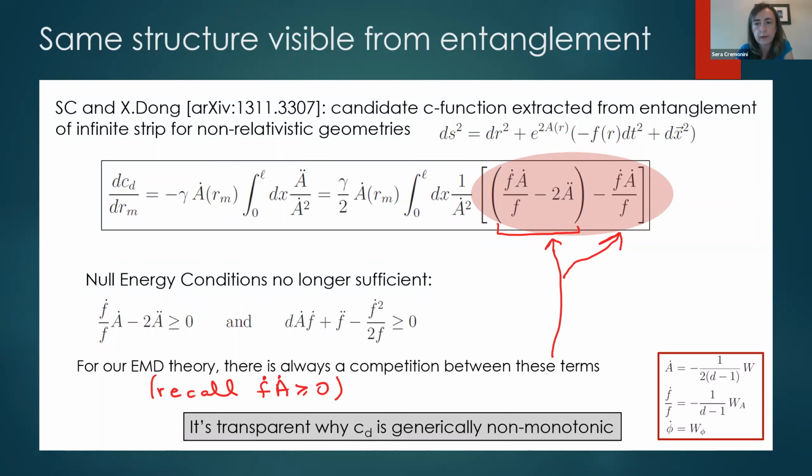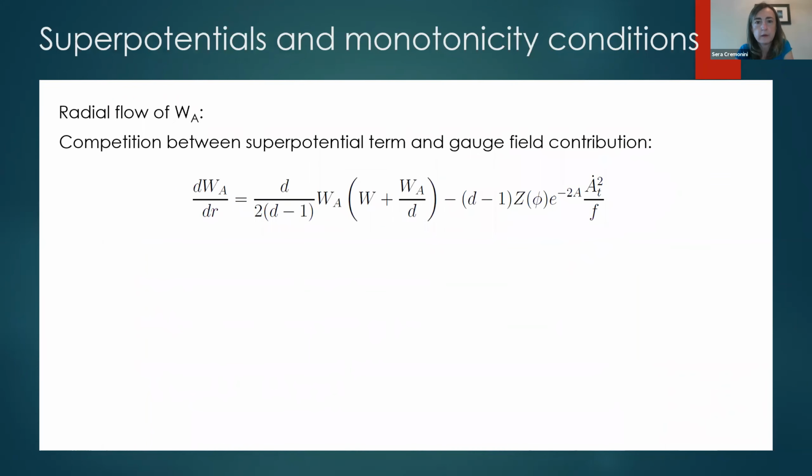So the superpotential helps to recast it in a different language. Okay, this is all I'm going to say about the connection to this old paper. Unless there are questions, I'm done with this part. Now let's look at the radial flow of this W_A. We find two terms.